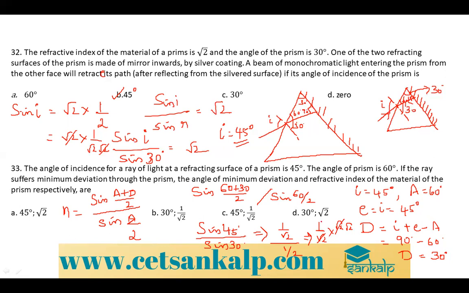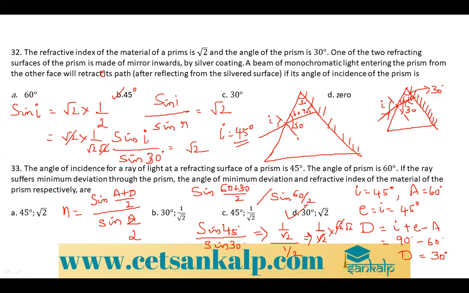So what is it? The refractive index is root 2. Refractive index is root 2. So angle of minimum deviation is 30. So option D is the right answer.